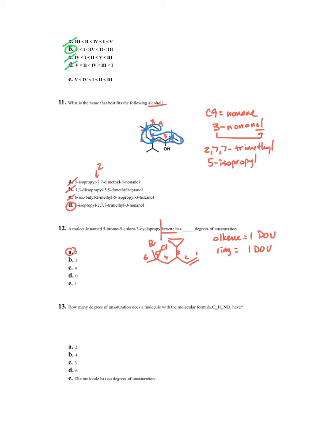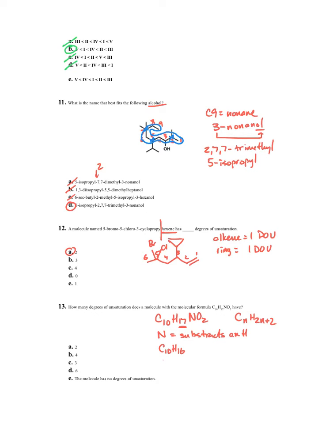13 says, how many degrees of unsaturation does a molecule with a molecular formula C10H17N2O2 have? So the thing that should raise a question to you is this odd number of hydrogens. Again, we're always going to use CnH2n plus 2, and so we can't have an odd number of hydrogens. So what is the difference with this? For every nitrogen in the molecule, you subtract a hydrogen. So instead of C10H17, it will be C10H16 is what we use. And oxygen neither adds nor subtracts to the hydrogen count.